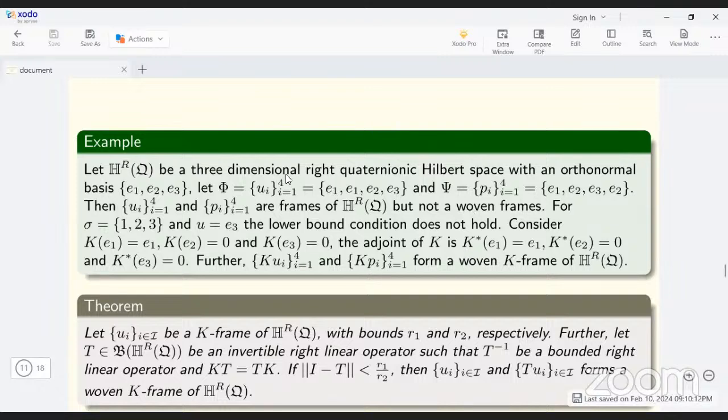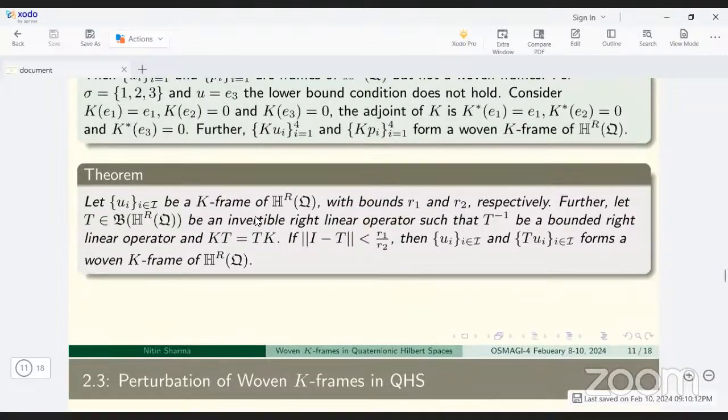Then we have proved this family phi and psi under this K will form a Bowen K-frame, but this family does not form a Bowen frame, because if we take the partition sigma equals 1 to 3 and u equals E3, the lower bound condition will not hold. In the next result, we have obtained a Bowen K-frame from a K-frame.